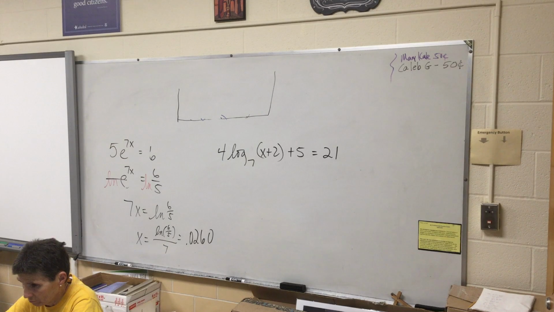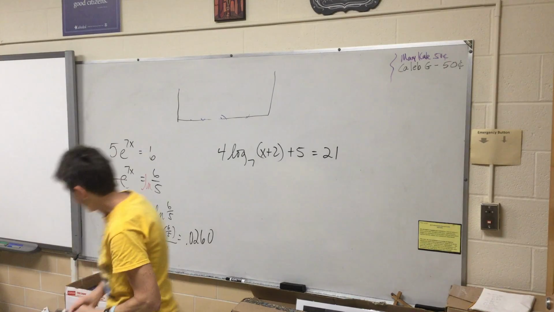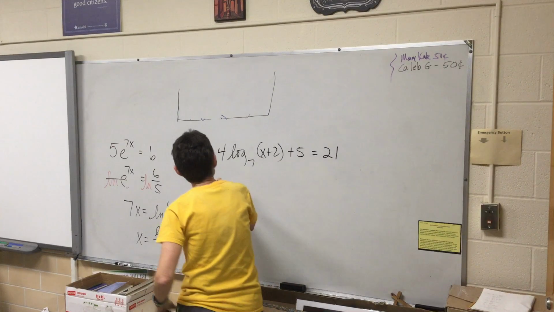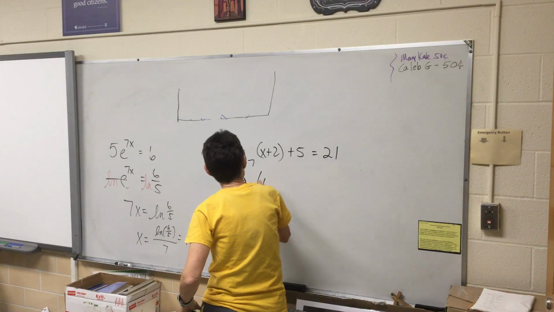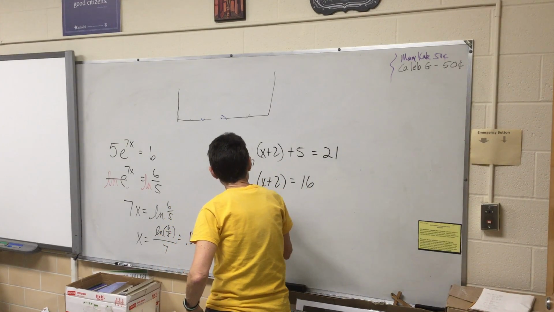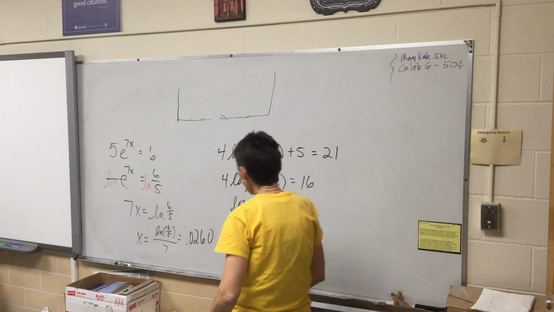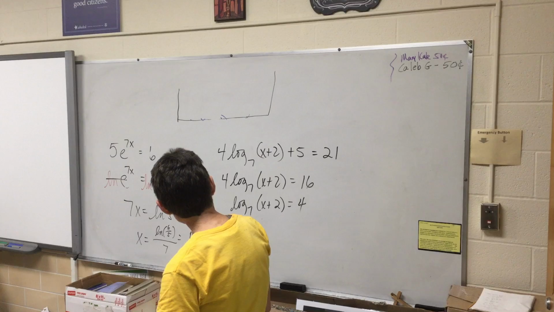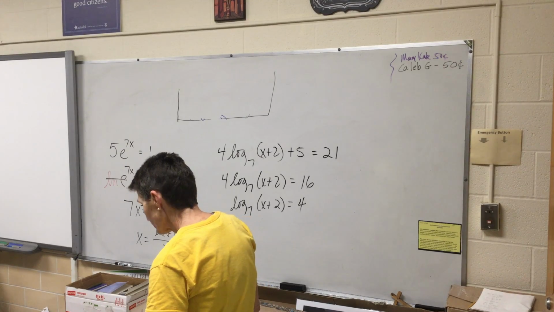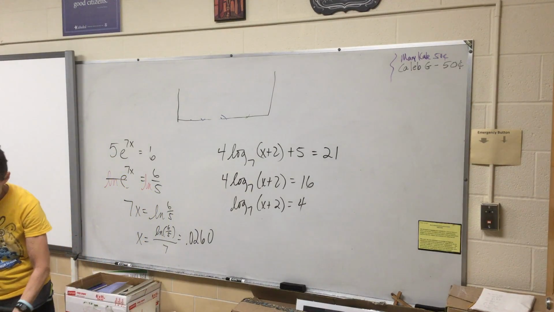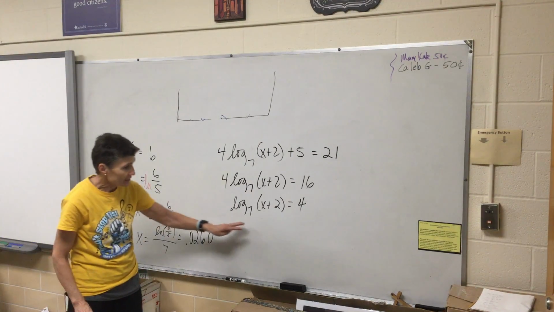Okay, I made it. I have log 7 of x plus 2 equals 4. Okay, so the first thing you did, it sounds like, was subtract the 5, and then you divided by the 4. Absolutely perfect. Okay, now what do we do? Do you loop-de-loop? You absolutely do. You have a logarithm, and you need to get rid of it. So the only way to do that is to loop-de-loop it.